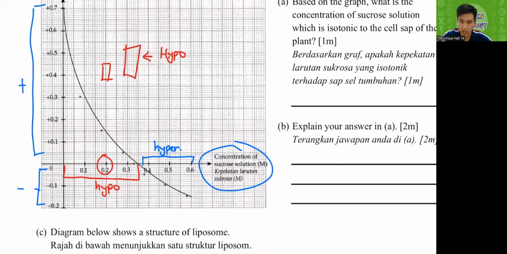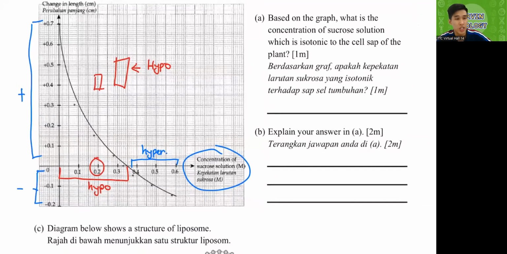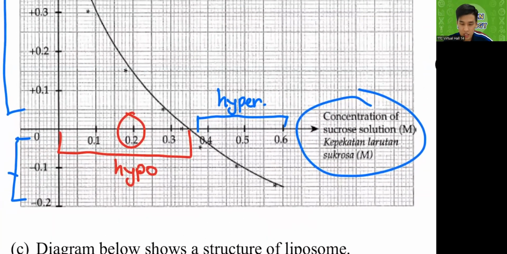One more question I ask you all. From here, can I find isotonic or not? Which concentration is iso? Same, no change. Where is it? Yes, can, right? What is the concentration of iso? Can you see or not? It is your x-intercept. The graph intercepts the x-axis at 0.35, meaning you have 0 change. That is iso. Okay?